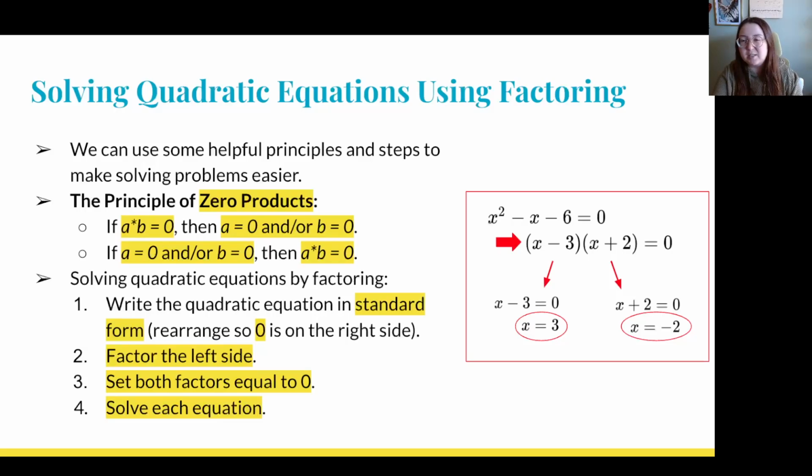And then we have x plus 2 equals 0. We subtract 2 from both sides to get that x equals -2. And then step 4, we solved each equation there. So you can solve for x by just taking each of your binomials and setting them equal to 0.